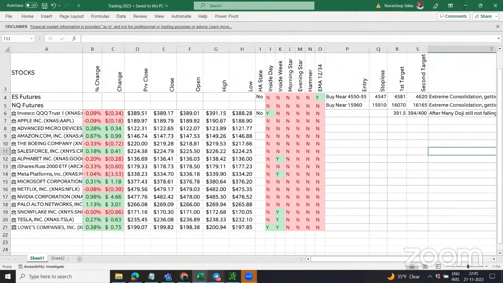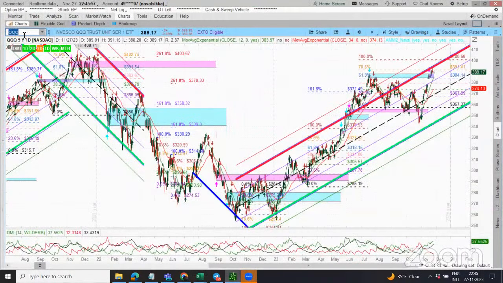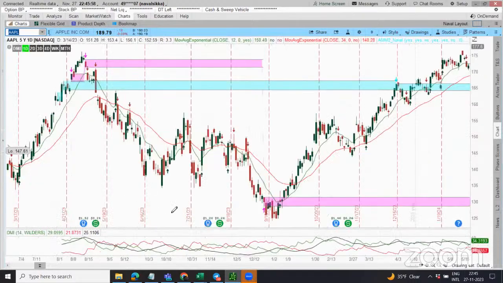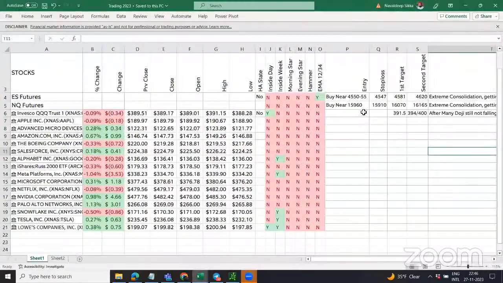Then we have Apple. Oh, I did not put the buy near in the stop loss. Stop loss is 386. Buy near 388. Buy above 391.